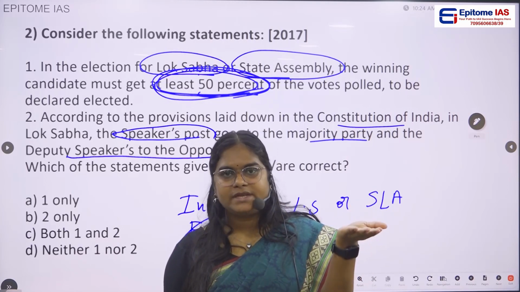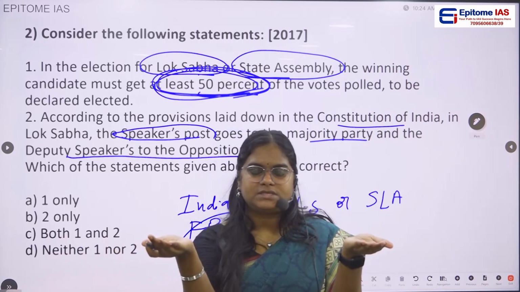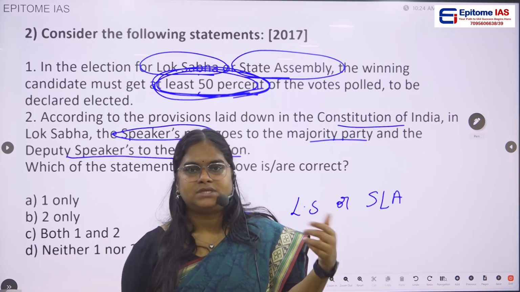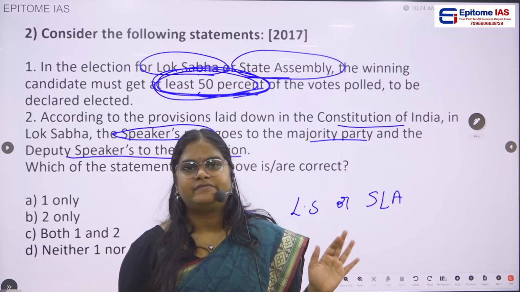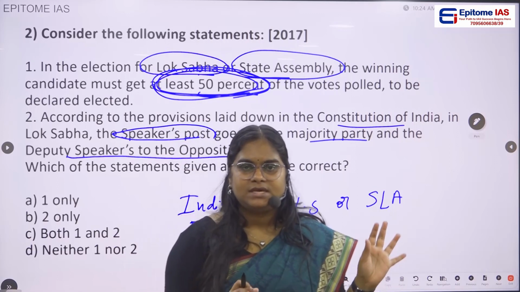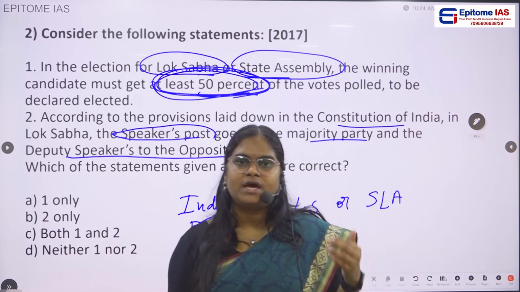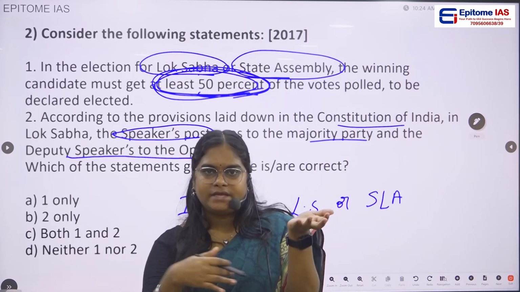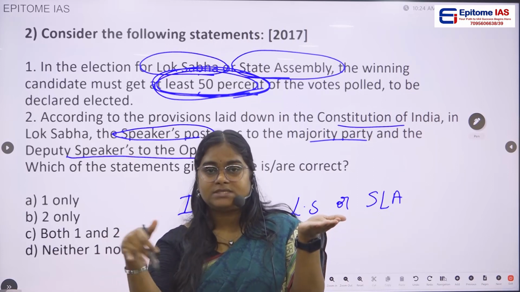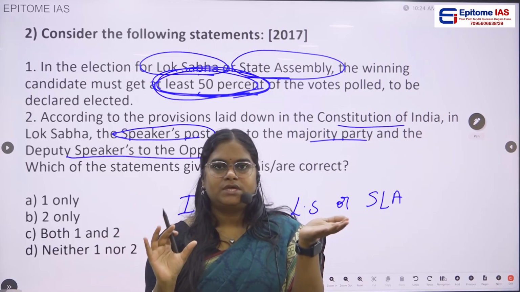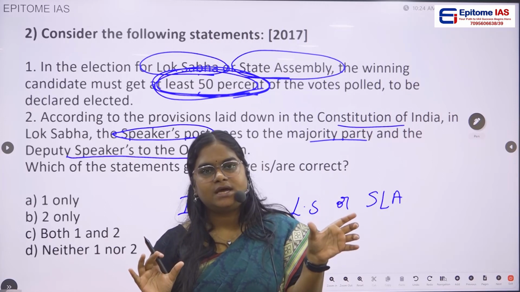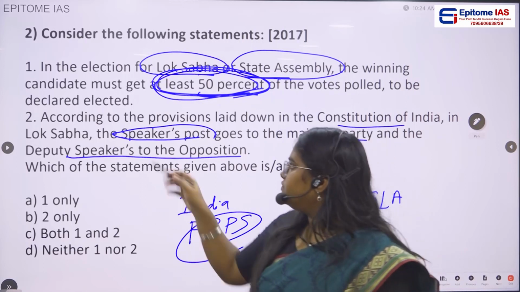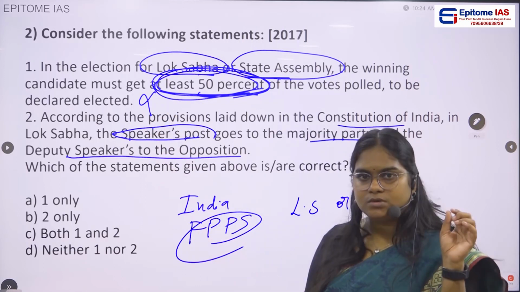Okay, let's say one candidate and another candidate are contesting. Whichever candidate gets the majority of the votes, even though it's 30 percent or 40 percent, even though it is less than 50 percent, he'll be considered as elected. The only thing is, he should have the majority of the votes compared to the other candidates standing in that particular election. There is no condition that the candidate should get more than 50 percent of the votes. So we can say that this particular statement is wrong.